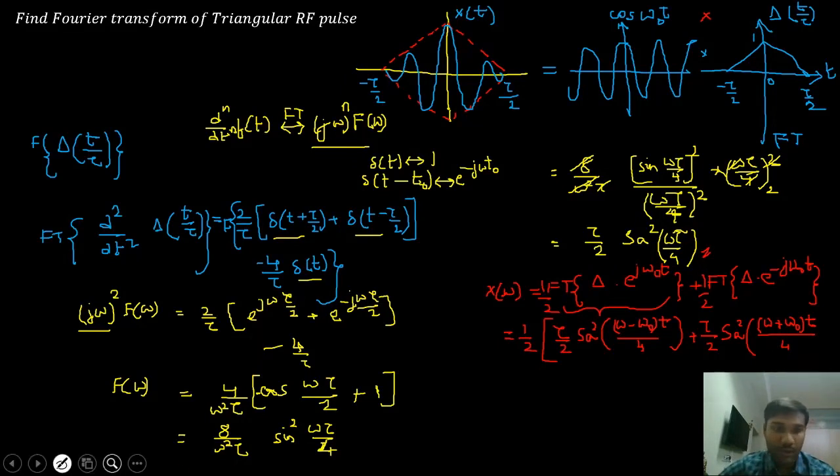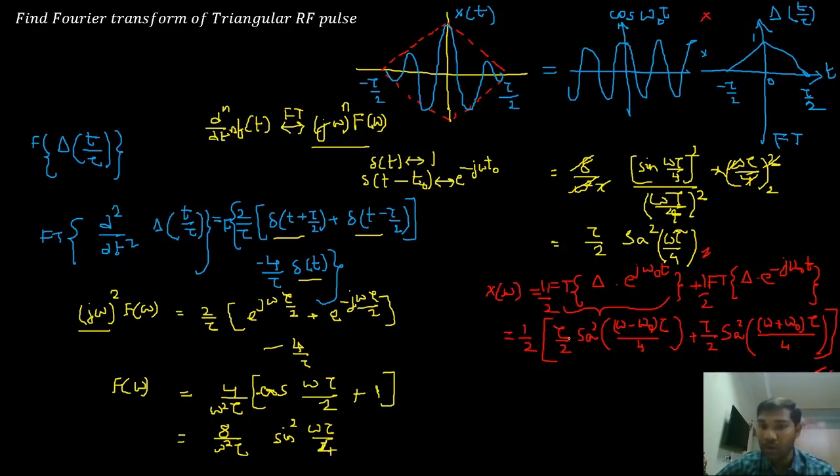Sorry, this is not t here, right? It's going to be tau. This is tau because there is tau here in my Fourier transform. Right? So this is how I'll find it. This is how I'm going to find the Fourier transform for a triangular RF pulse.